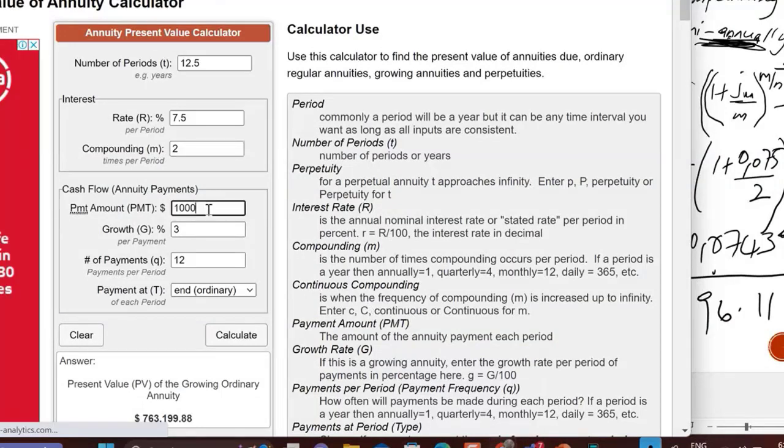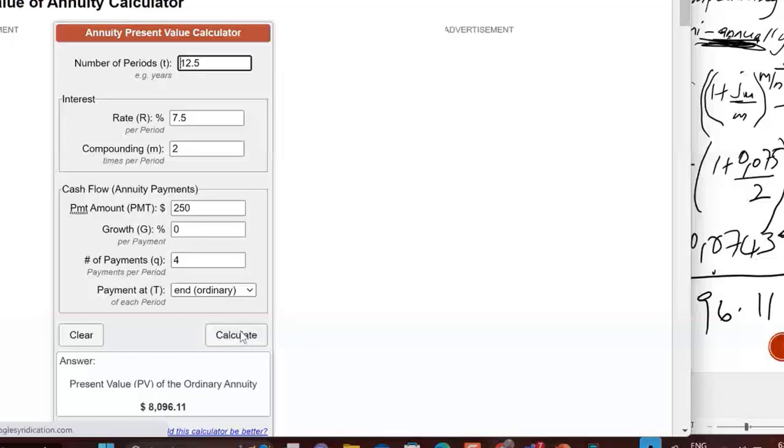So I want to see if it's going to give us the 8096. So here payment is equal to 250. This thing is not growing. So these payments are compounding quarterly according to the given information. It's an ordinary annuity. So I will calculate and see. When I calculate, my calculator gives me 8096.